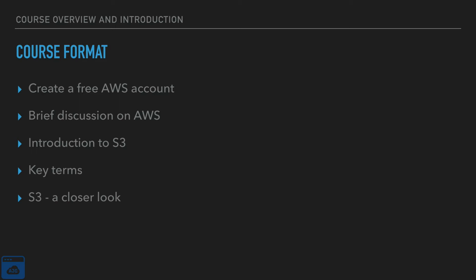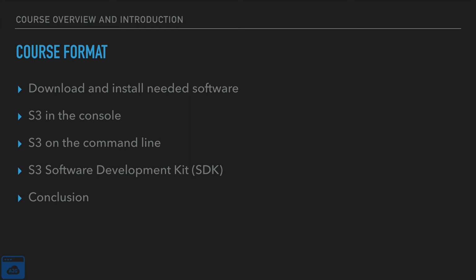After the key terms lectures, we'll take a deep dive into S3 using a lot of those key terms which we just discussed. We will download and install Atom, which will be our IDE/text editor. Then we will get our hands dirty working with S3 in the console, followed by S3 in the command line, and then finishing up with the SDKs, or software development kit. And then we will conclude the course.